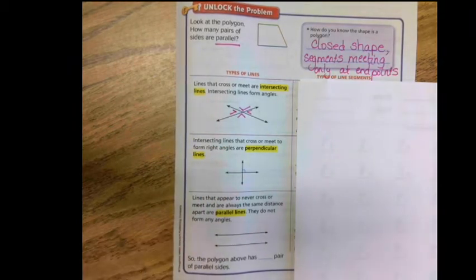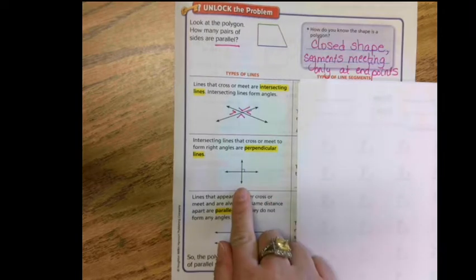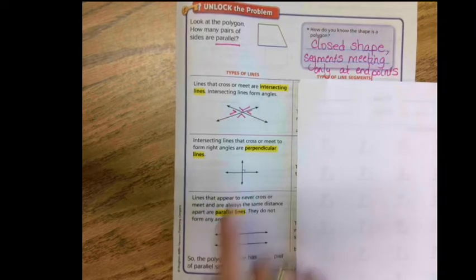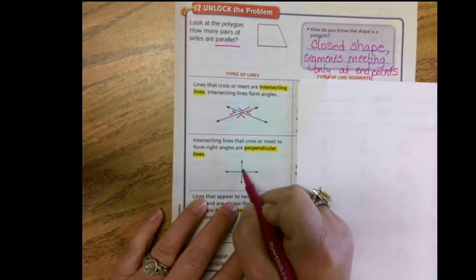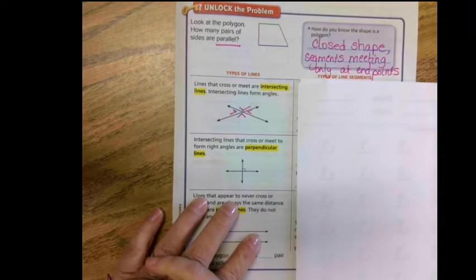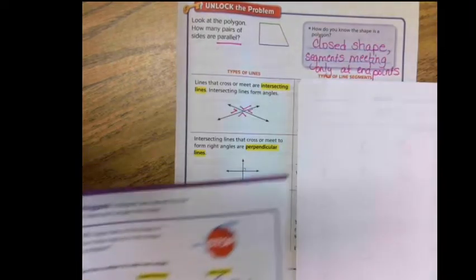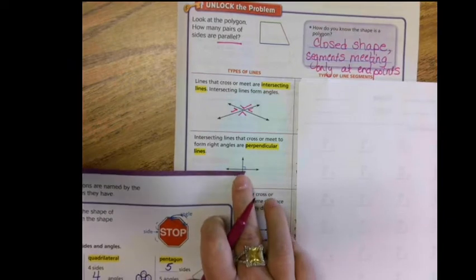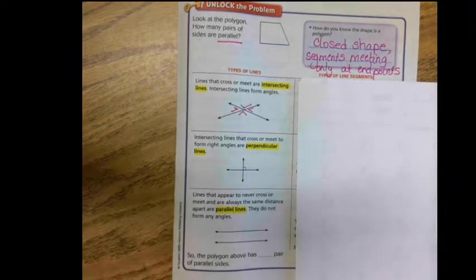Okay, then we have another pair of intersecting lines. These can also be defined as intersecting lines, but these are what we would call perpendicular lines. And the reason we call these perpendicular lines is because they create 4 right angles. See how that is showing me this is a perfect right angle? Like I could take the corner of a piece of paper and line it up right there, and it's going to be a perfect right angle.